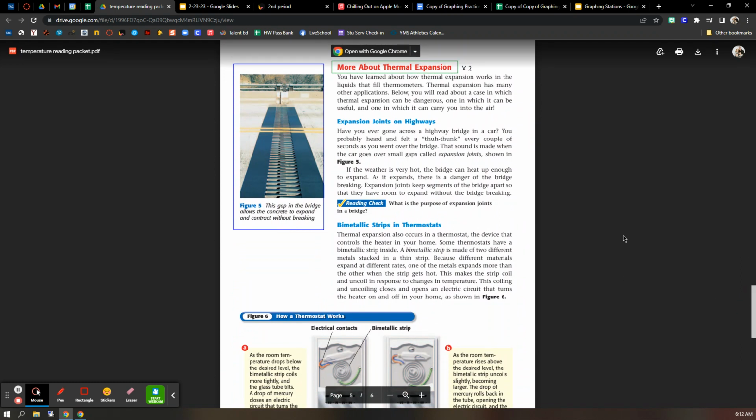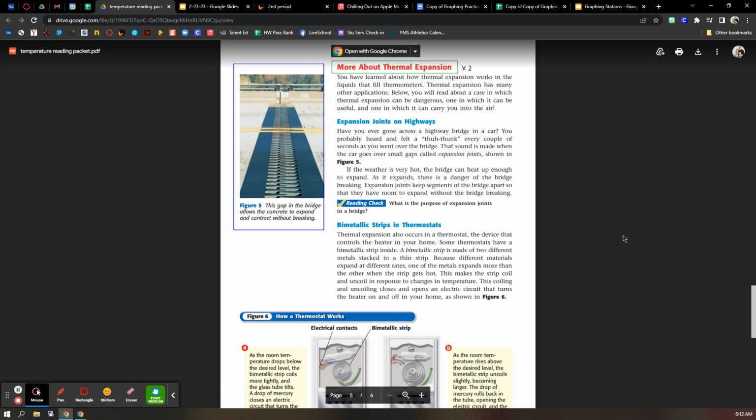More about thermal expansion. You have learned about how thermal expansion works in the liquids that fill thermometers. Thermal expansion has many other applications. Below you will read about a case in which thermal expansion can be dangerous, one in which it can be useful, and one in which it can carry you into the air.